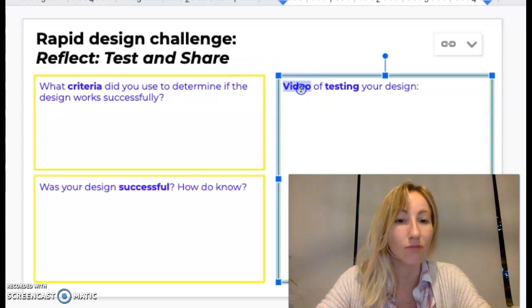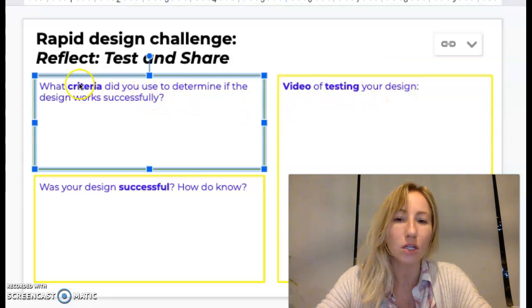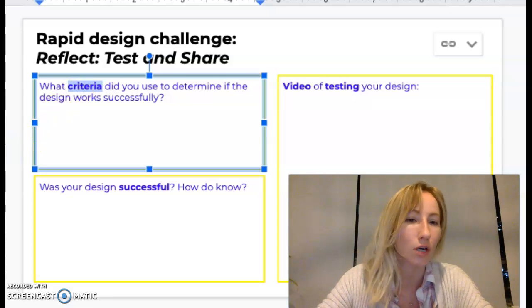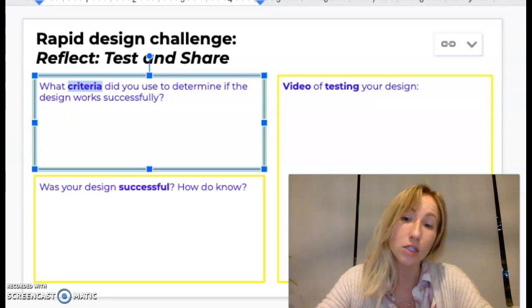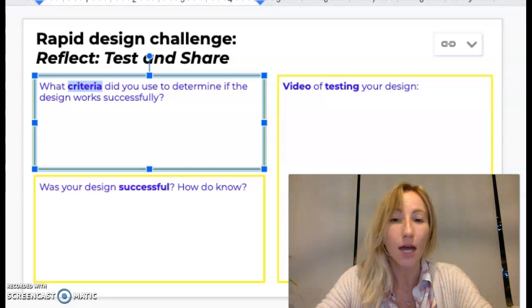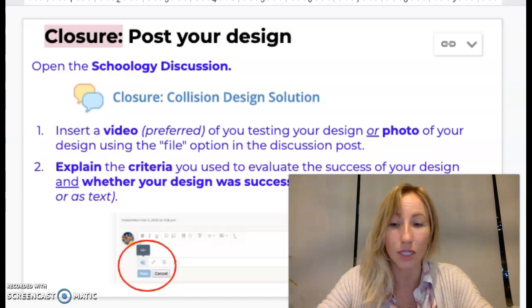And I'm looking for a video of you testing your design. And I'm interested to know, well, how did you know if it was successful? What did you measure, or by what criteria did you use to know if your design is successful? And you're going to post that video in the Schoology discussion for today.